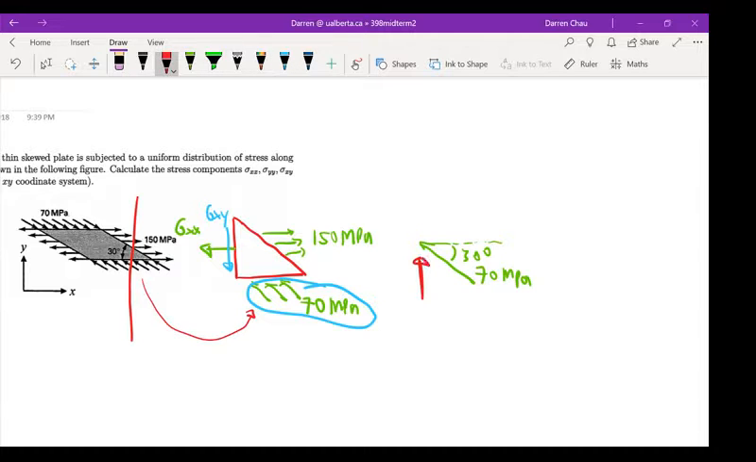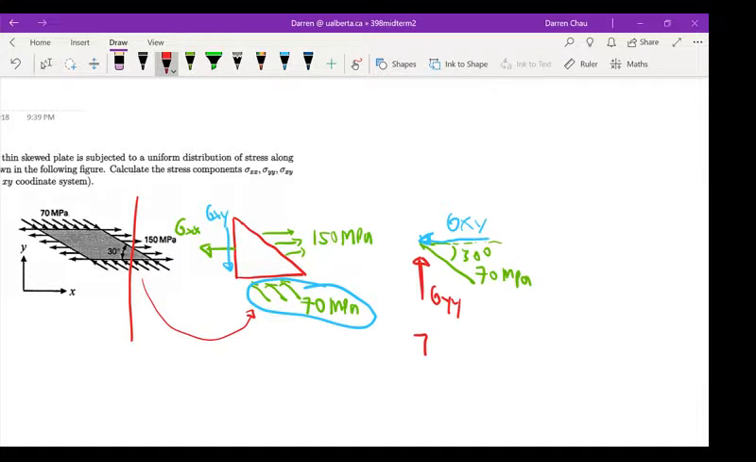Sigma yy is the stress perpendicular to the plane. So in other words, this is sigma yy, and sigma xy on the other hand is the stress along the plane. So this is sigma xy. This is a rather easy problem because you just have to split that 70 megapascal of stress into x and y direction to get the sigma yy and the shear stress. So let's just do it now.